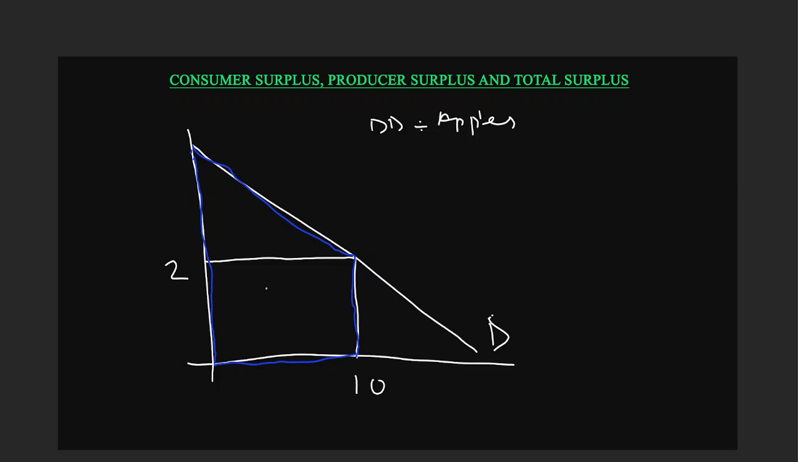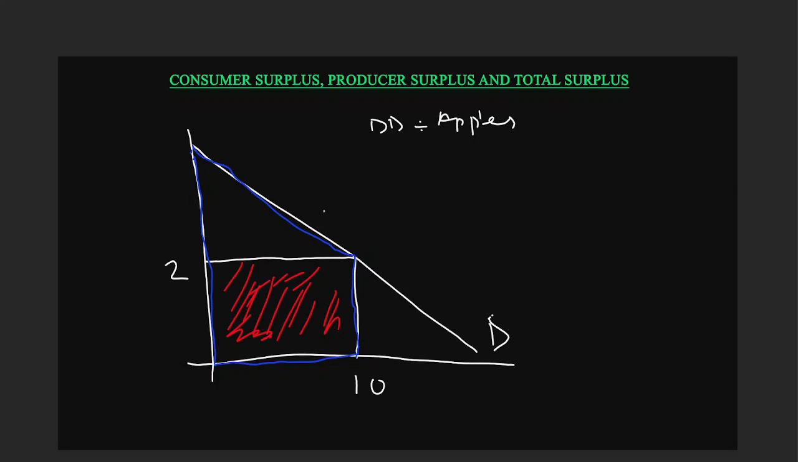But we know that the consumer pays $2 times 10, right? So the consumer pays $20 to consume these apples. That means that this is a cost. This is basically 2 times 10. This is how much it costs you to purchase the 10 apples.